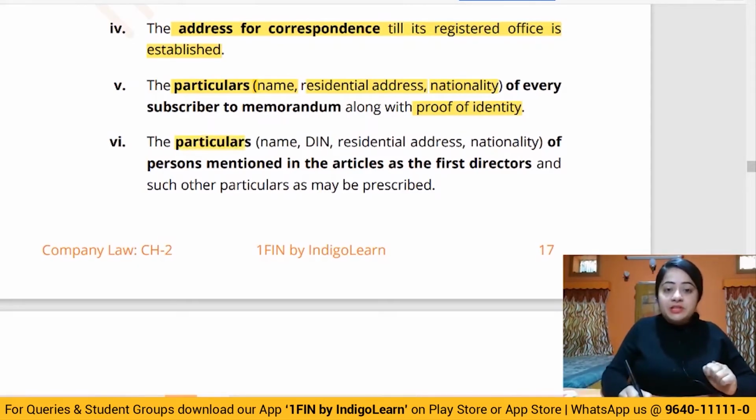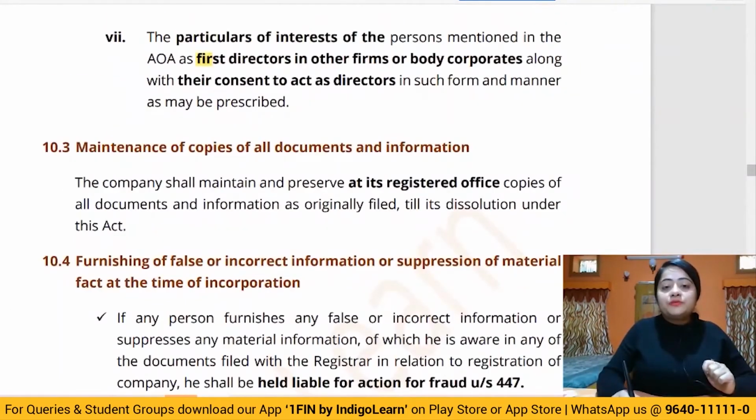Along with that, the particulars of the persons that are mentioned in the articles as the first directors will also have to be stated. So the details of the first directors, that means their name, their DIN, their residential address, nationality, PAN, etc. will have to be submitted to the registrar. Along with that, if suppose the first directors have any interest in any firms or body corporates, then those details will also have to be submitted. So if the first directors of the company have specific interest in any other body corporates or firms, those details have to be submitted. So these are all the documents and the details that have to be submitted to register a company, right?